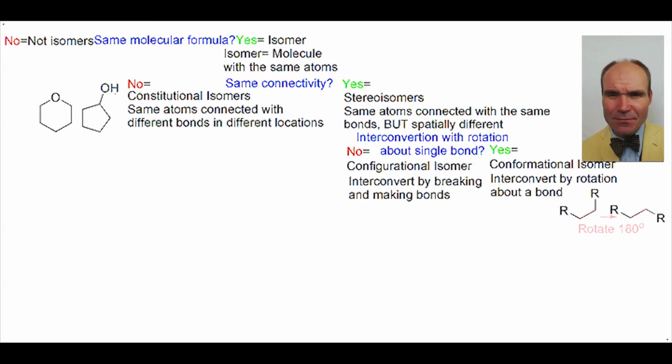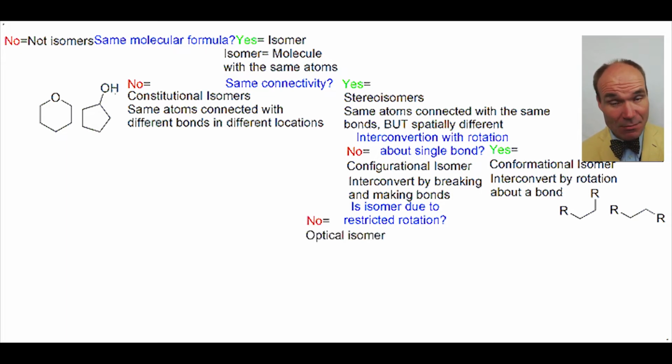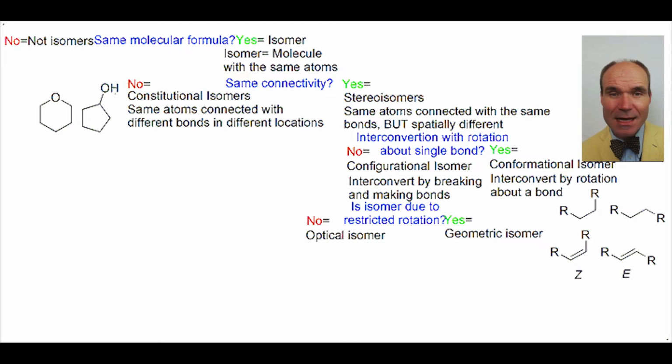Okay, back to configurational isomers. We need to determine if the isomerization is due to rotational restriction. If it's not, then we're looking at optical isomers that we will discuss more about shortly. But if the answer is yes, we are looking at geometric isomers. A great example of this is found with certain patterns of atoms attached to a double bond. They're given the descriptors of E and Z. But that's not the only circumstance where there is a restricted rotation.